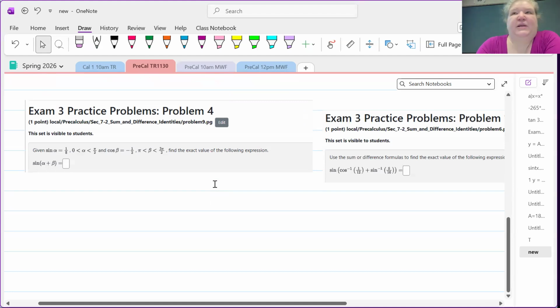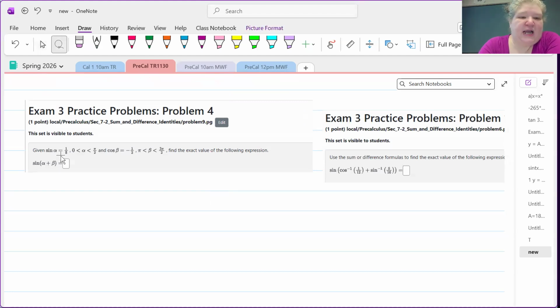So the format's going to be like problem 4. We're going to tell you sine of a triangle and where that angle is. We're going to tell you cosine of a triangle and where that angle is. And then we're going to ask for the sine of a plus b. And then we're also going to ask for the sine of 2a or the sine of 2b or the cosine of 2a or the cosine of 2b. And it may not be sine of a plus b. It might be cosine a minus b. I don't remember what formula I put on the test. Just one of them.